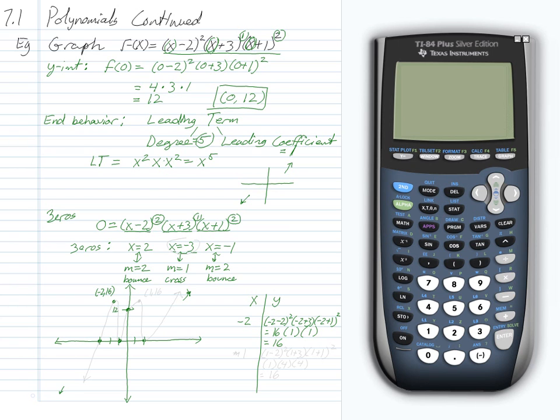And if I plot another x value, say x equals 1 in between my y-intercept and the 0 on the far right, plugging in 1 would look like 1 minus 2 squared, 1 plus 3, and 1 plus 1 squared. So negative 1 squared would be 1, 1 plus 3 would be 4, and 1 plus 1 squared would be 2 squared, which would also be 4. So we also get 16 as an output when x equals 1.